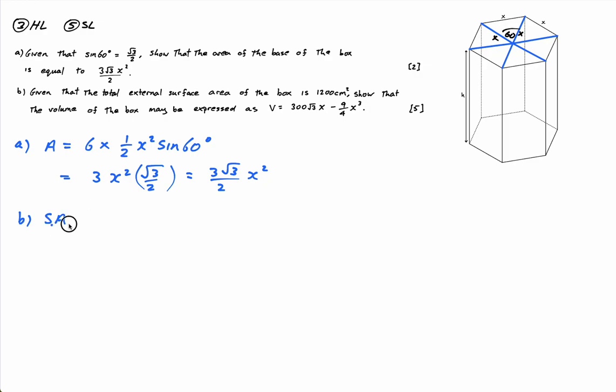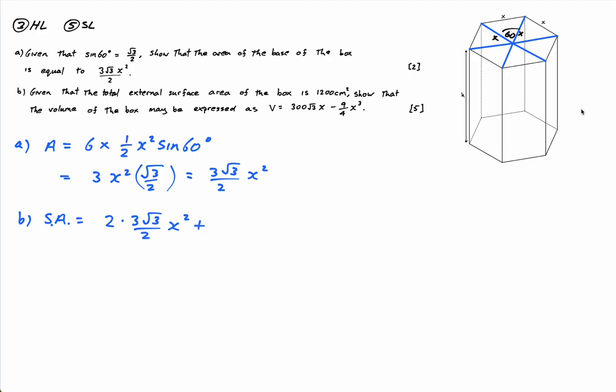So the surface area is equal to, so firstly, there's 2 of these, isn't there? There's two hexagons. There's the top of the box and the bottom of the box. So it's 2 times this, 2 times 3 root 3 over 2 x squared. And obviously these 2's are going to cancel nicely. So it's just going to be 3 root 3 x squared. So that's just the hexagons. That's the surface area of the 2 hexagons.